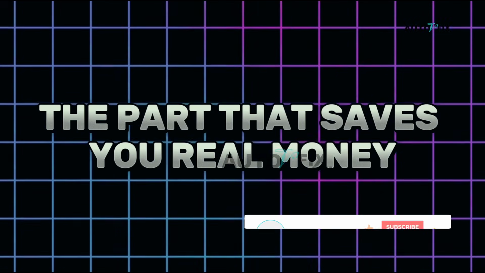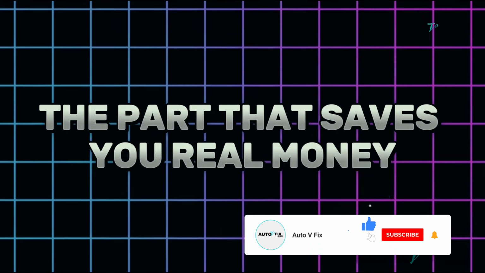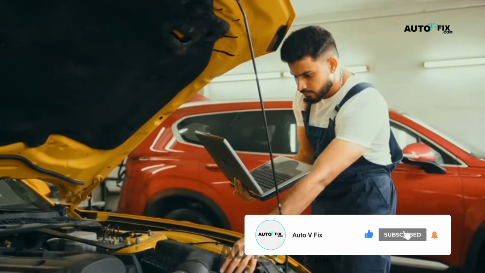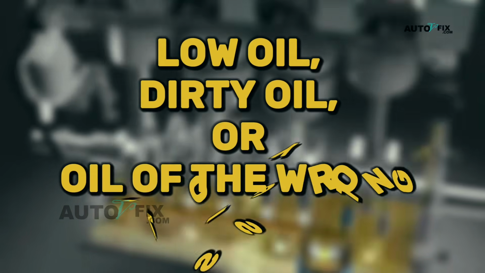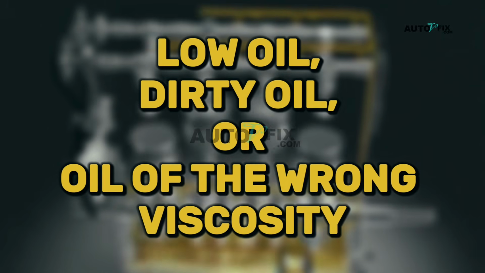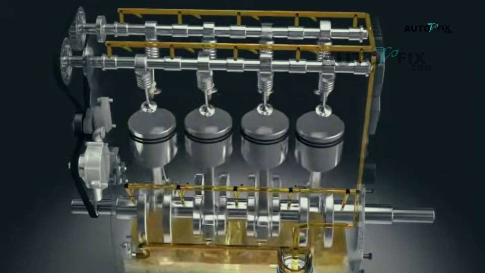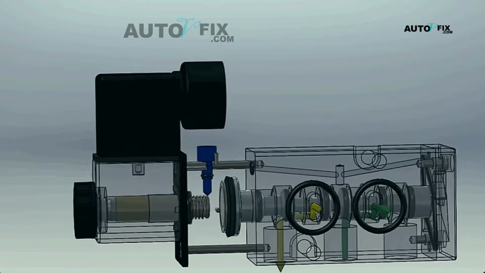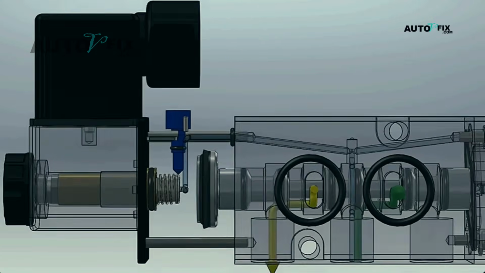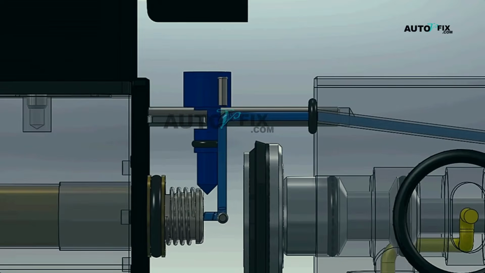Now let us talk about the part that saves you real money. The absolute most common cause of a P0011 code by a massive margin is low oil, dirty oil, or oil of the wrong viscosity. Modern VVT engines have extremely tight tolerances. The hydraulic passages inside the oil control valve and the cam phaser are barely wider than a human hair.